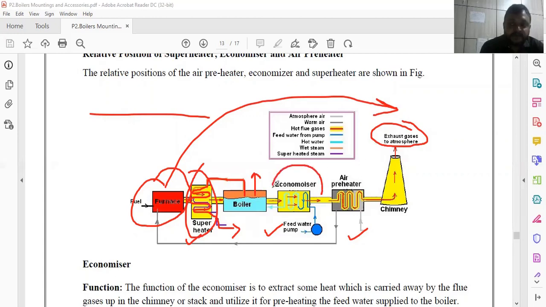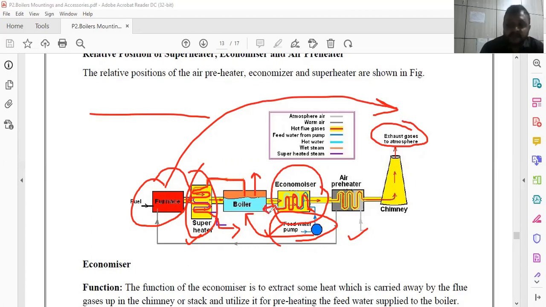Now what happens in the economizer? Still, the major heat has been taken by the steam, but the exhaust gases still have a moderate amount of heat available. So we have to supply the feed water to the boiler. Rather than sending the feed water directly to the boiler, we pass that feed water to the economizer across the path of the flue gases, and then that water is sent to the boiler.